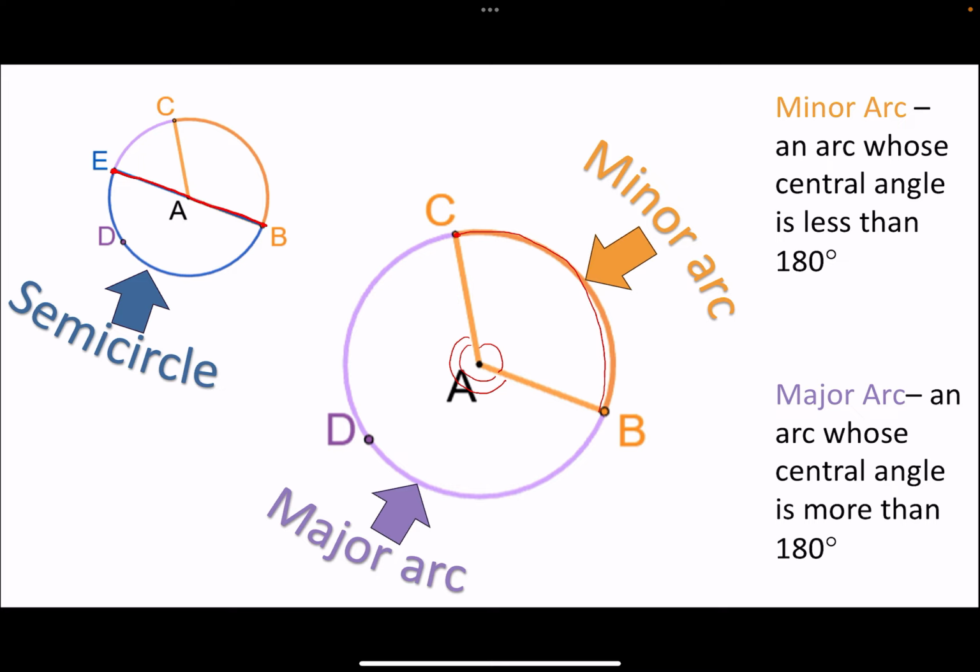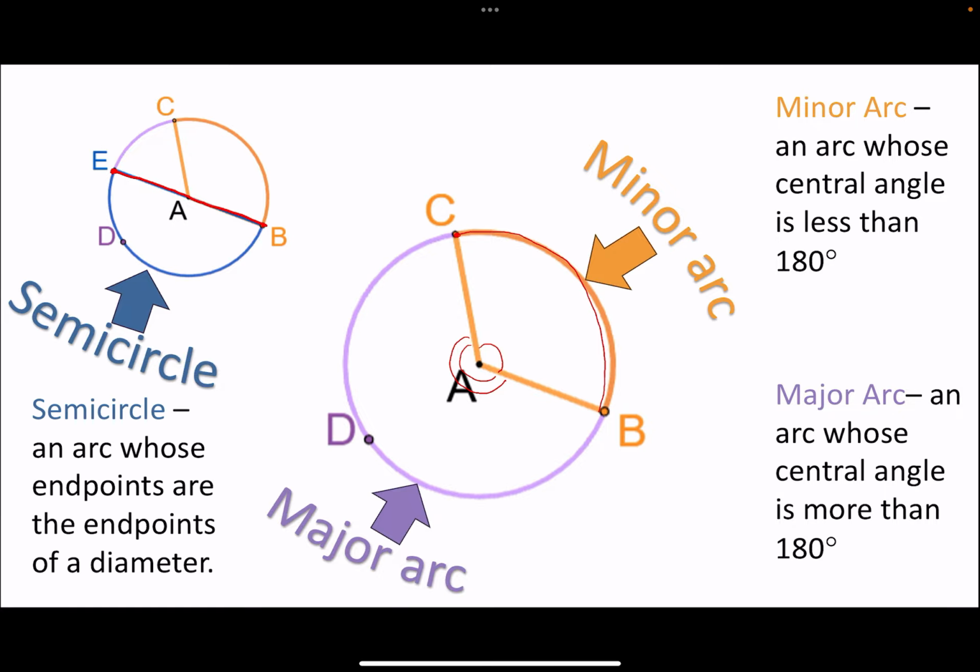So how we name these arcs is by using either a 2-letter name or a 3-letter name. When it's a minor arc, we are going to name it by a 2-letter name. For example, arc BC is a minor arc because it went the shortest path between B and C, and that was less than 180 degrees, so it's a minor arc. So it uses 2 letters to name that arc.